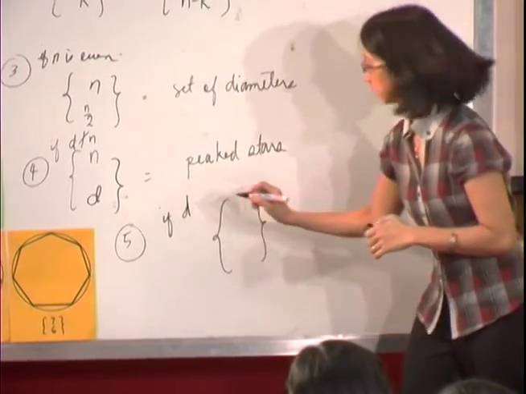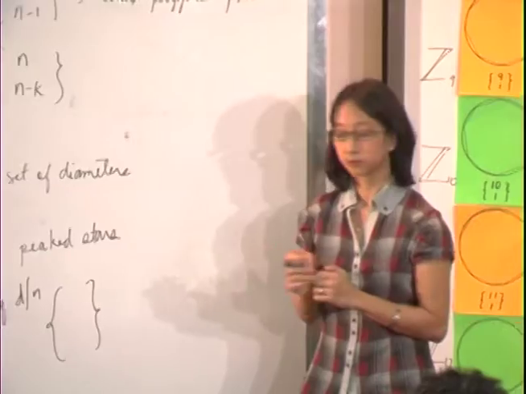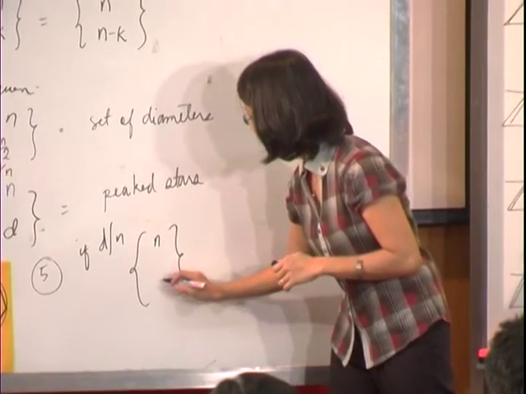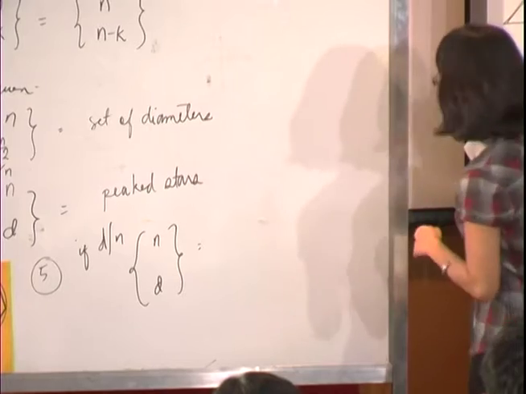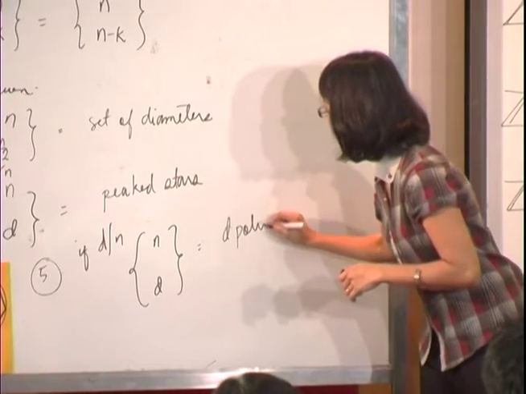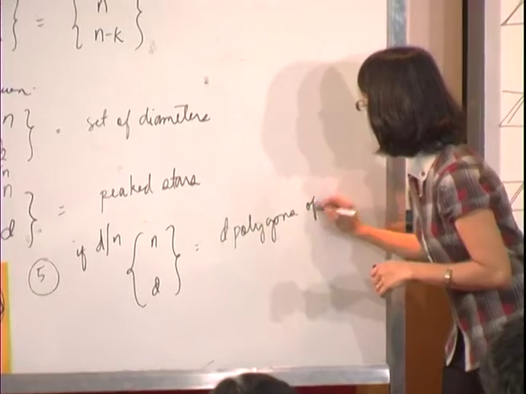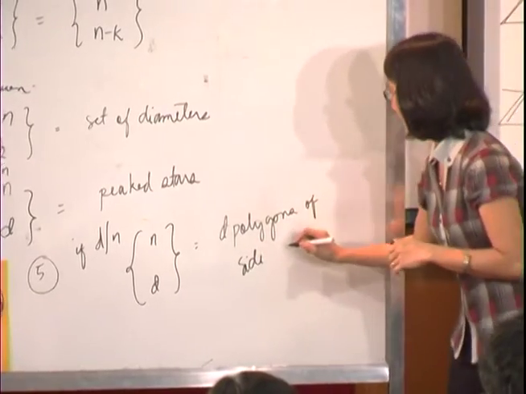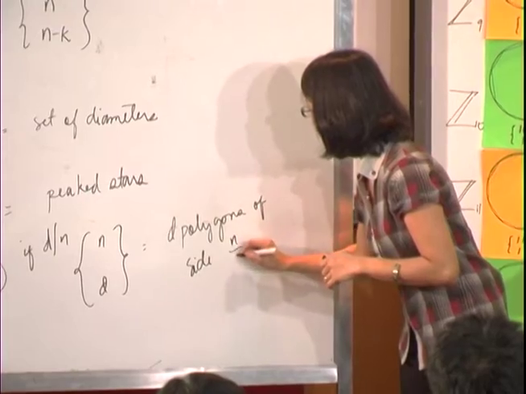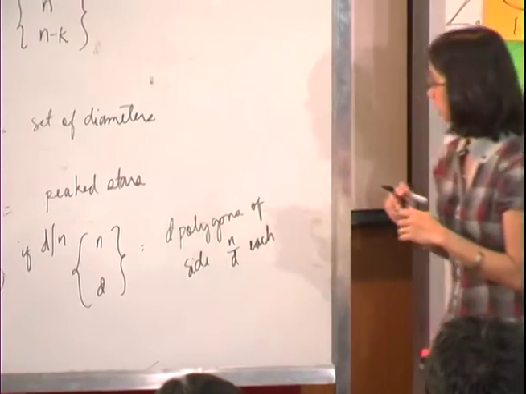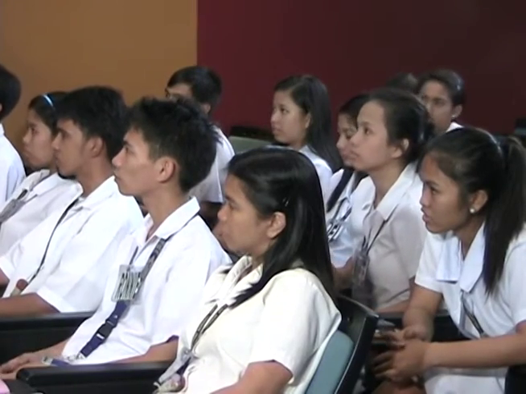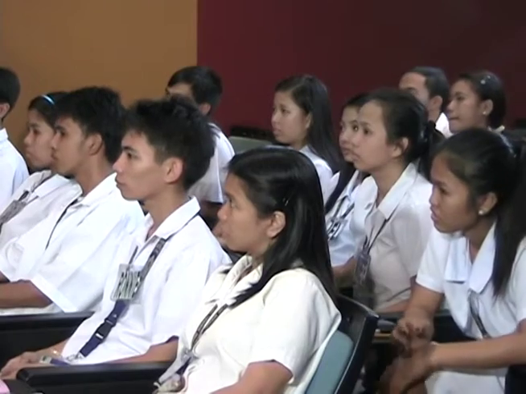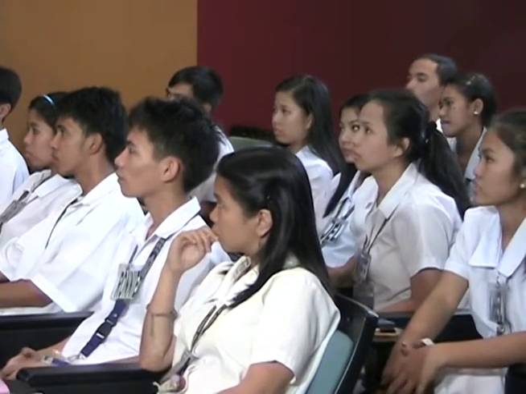If D divides N, what do you form? The graph would have how many polygons? D polygons of side N over D, N divided by D each. Okay? Does that cover everything? D divides N. If D divides N, 4 divides 8. Will you get D polygons of side N over 2 each?